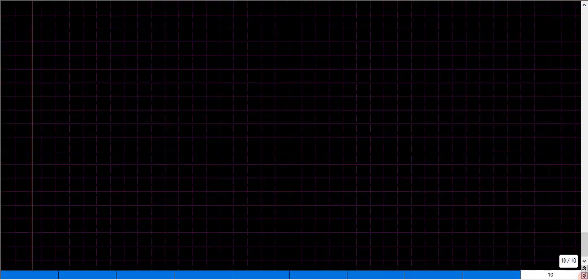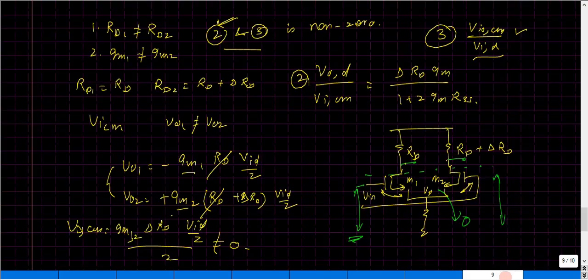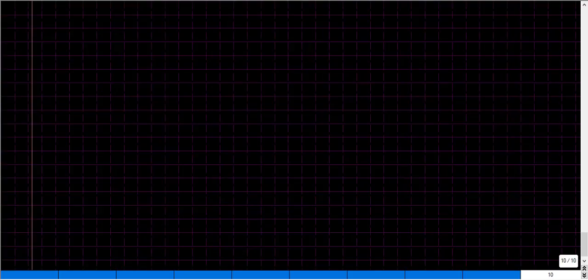Now again, let us go to the second case. Writing my second expression, which is VOD by VICM, this becomes non-zero, and the textbook has already shown you the exact value of this, which I'm going to write.